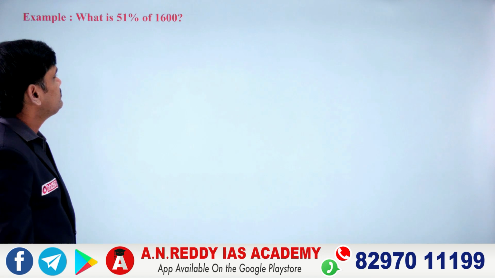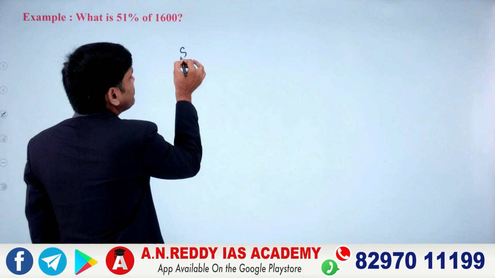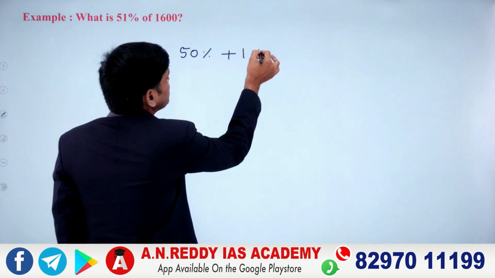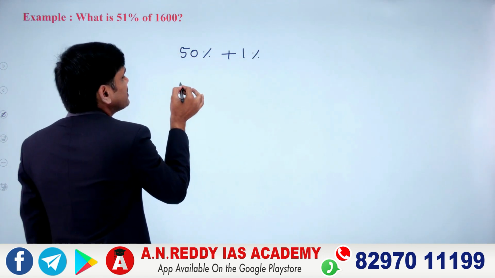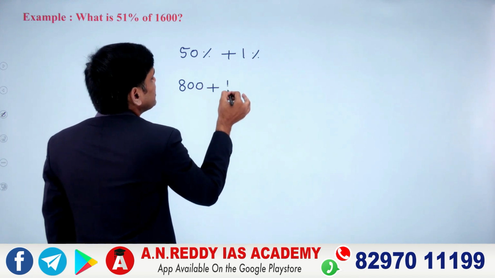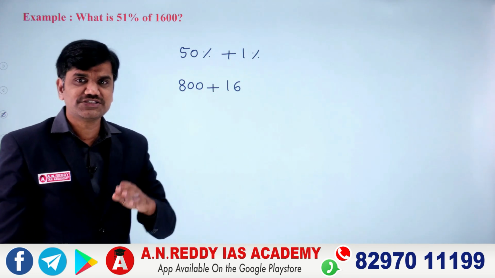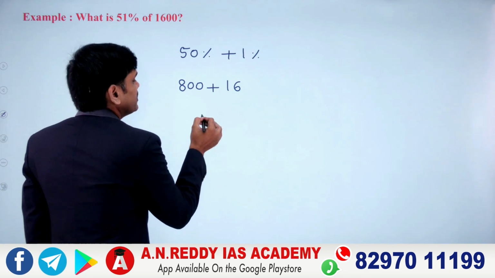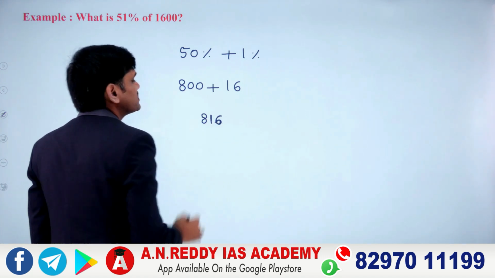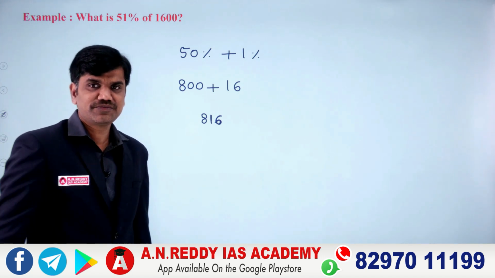Next, 51% of 1600. How can we treat this 51%? 51% is nothing but 50% plus 1%. 50% of the number is nothing but half, that is 800. Plus 1% is nothing but 1 by 100th of it. 1 by 100th of 1600 is nothing but 16. So 800 plus 16 will give you how much dear? 816. Hence 51% of that number is 816.